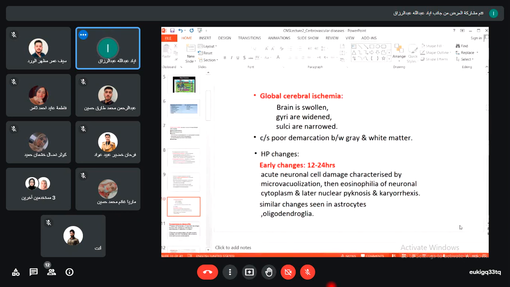grossly شو نشوف البرين in case of global cerebral ischemia. The brain is swollen يعني there is edema. Gyri are widened and sulci are narrowed. هذه منطقيا الwidening والnarrowing due to brain edema. There is poor demarcation between gray and white matter. هذه الهيستولوجيكال changes هسه حكيت عنها. قلنا at early stages there is red neurons, later pyknosis and karyorrhexis.